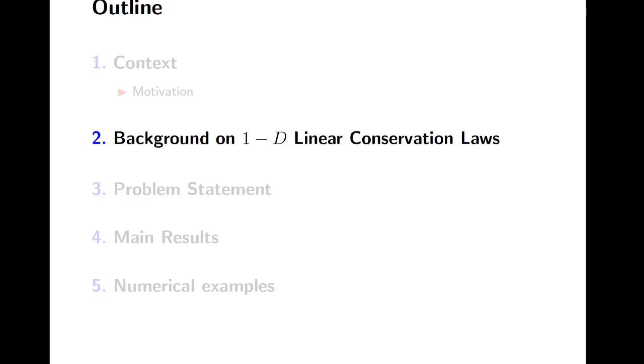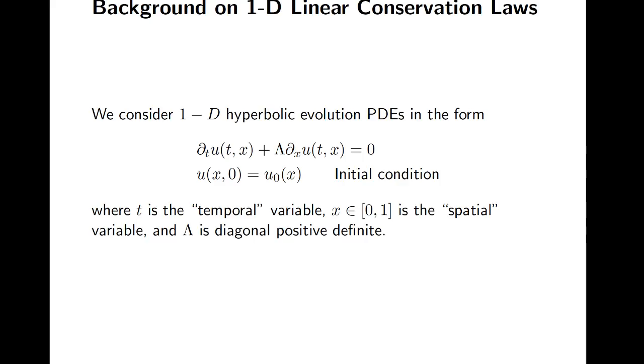Okay, let me give you some background on one-dimensional linear conservation laws. So in this talk, I'll be talking about this specific class. Again, I'm still taking another specific instance of the general problem, which is the class of 1D hyperbolic evolution PDEs. So they are 1D because x belongs to a subset of the real line. And then they are linear because here I'm assuming that the dependence with respect to the derivative of the spatial variable is linear with respect to the matrix Lambda, okay?